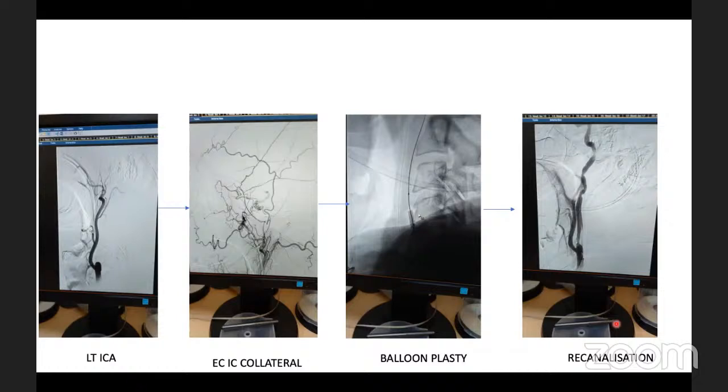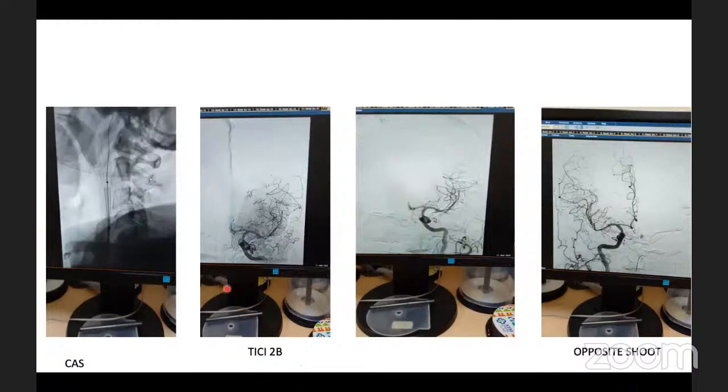Balloon plasty led to opening of the carotid and forward flow was seen, but subsequently reocclusion happened after 2 attempts of balloon plasty. So it was decided to immediately stent the carotid to gain access. So we did a rescue stenting. Carotid artery stenting was done after loading with antiplatelets.